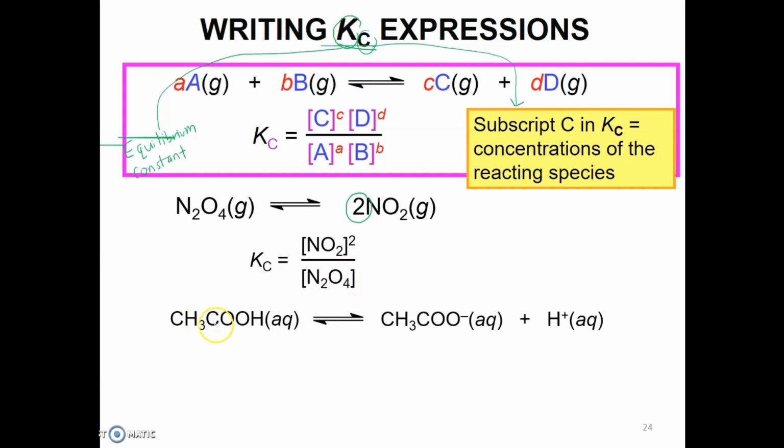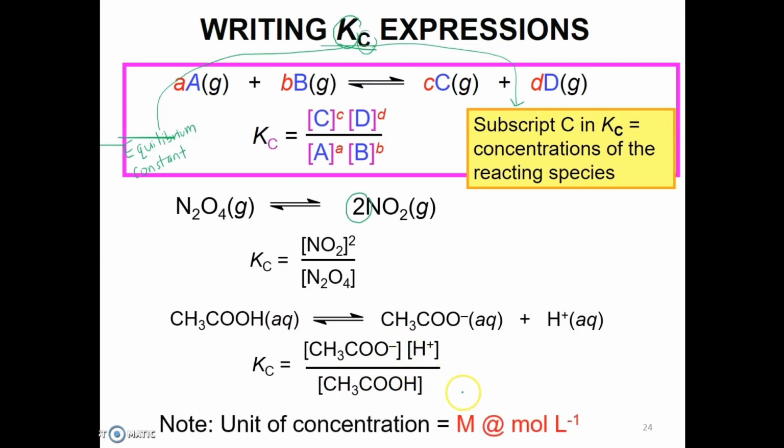Next, we have CH3COOH, which is in the aqueous phase, dissociates to form CH3COO-, which is in aqueous phase, plus H+, which is in aqueous phase. So the Kc expression will be the concentration of CH3COO- times concentration of H+ ion over the concentration of the reactant, which is CH3COOH. Note that, and please highlight this, the unit of concentration of each species must be in the unit of molar or mole per liter.